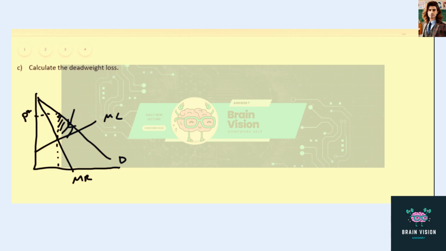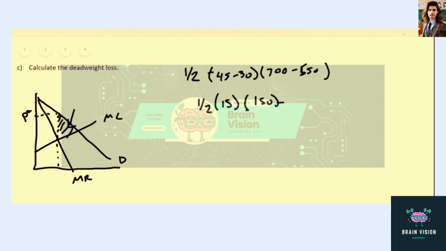So from part A and part B, we saw that the difference between the welfare maximizing and the profit maximizing levels of production and the prices was a difference between 45 and 30 for the quantity, and between 700 and 550 for the price. And so because it's a triangle, therefore we have to cut it in half. So it's going to be 1/2 times 45 minus 30 times 700 minus 550. So that's going to be 1/2 times 15 times 150. And that's going to equal 1,125.